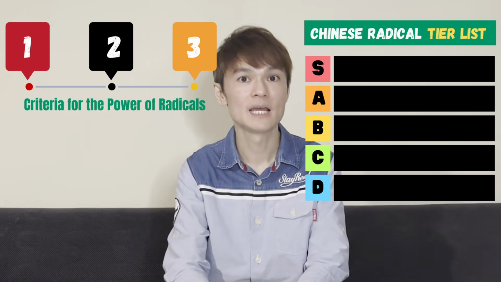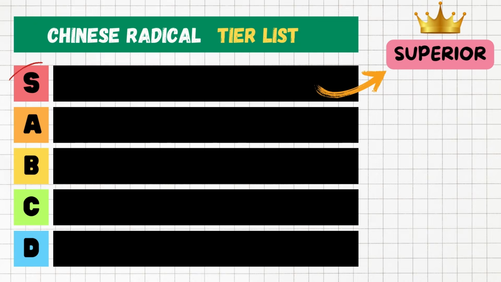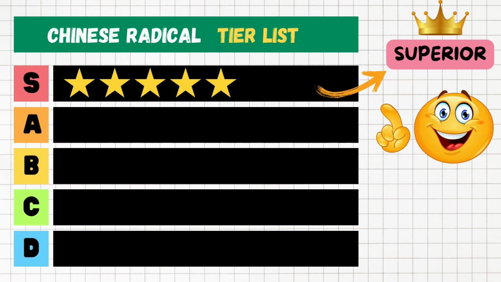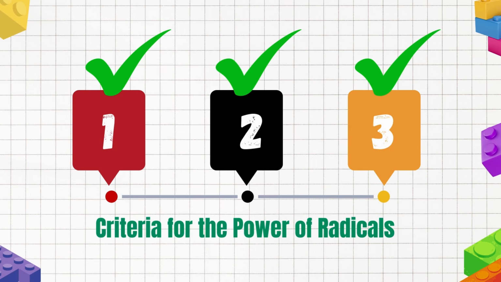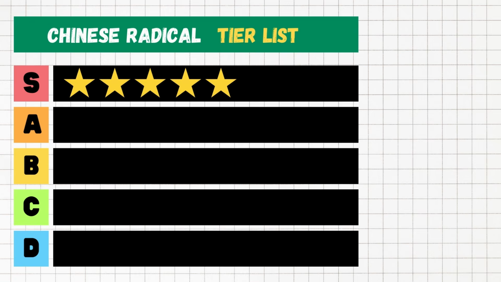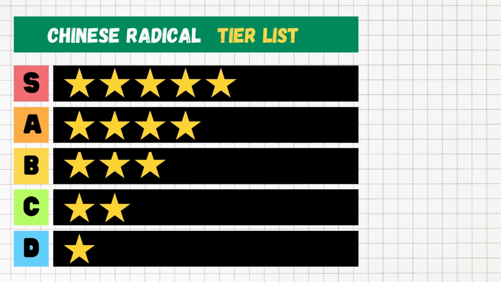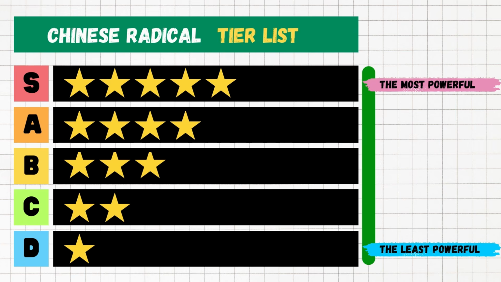So, based on these criteria, we can rank the radicals in this tier list. S stands for superior, so S tier includes the most powerful radicals everyone should start with because they fully meet all criteria. Following that, the radicals are ranked from A to D tier, with A being the next most powerful and D being the least powerful.